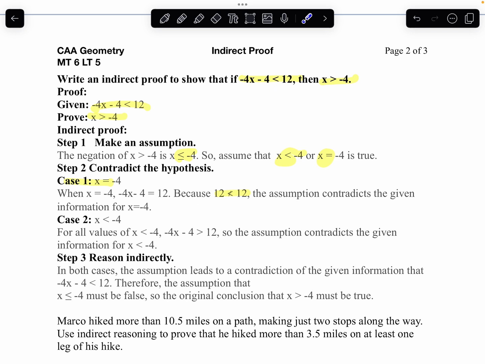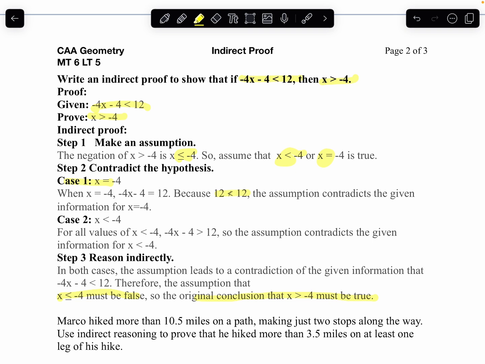Then if I do less than negative 4, I get negative 4x minus 4 is greater than 12. That's a contradiction because I want it to be less than 12. Since I got a contradiction in both cases, that means my assumption was wrong. That's what we say: the assumption is wrong. And therefore, our assumption that x is less than or equal to negative 4 is false. Since that's false, that means our conclusion must be true. That's all we've got to do.